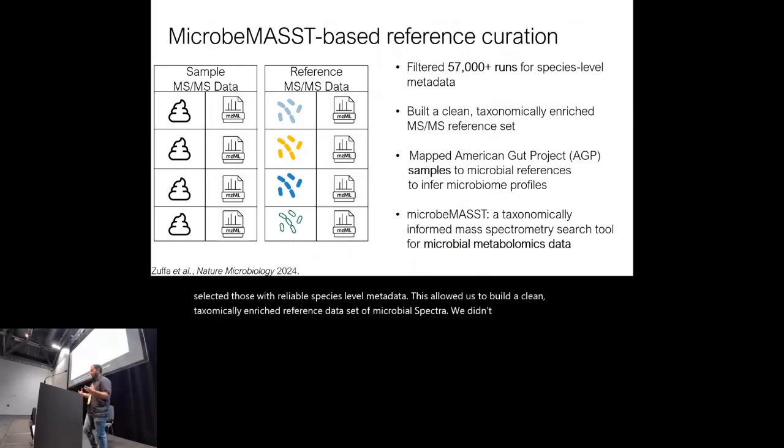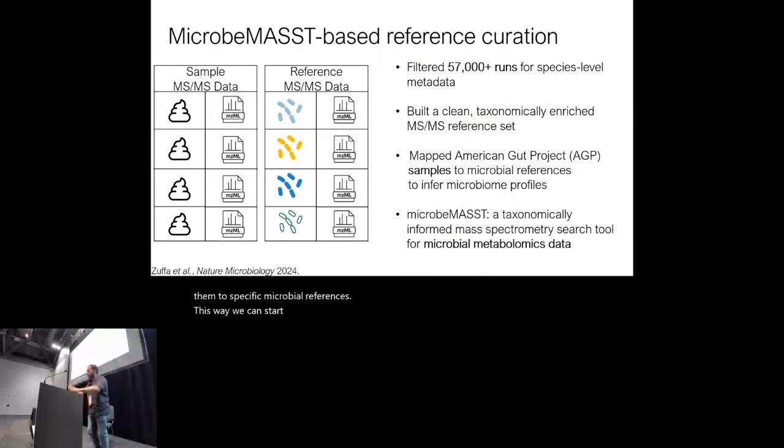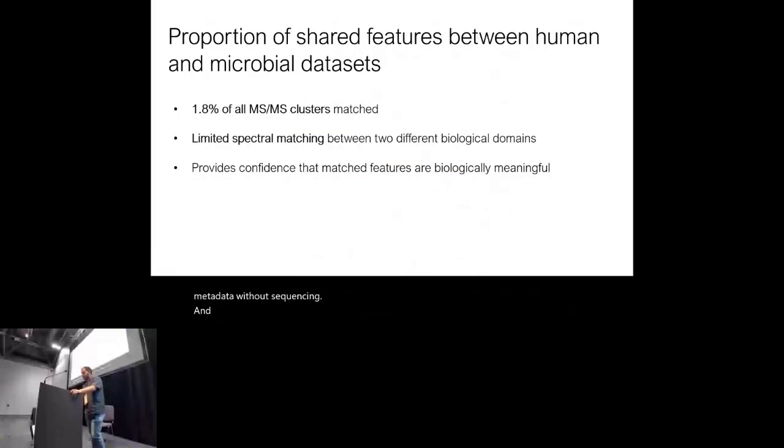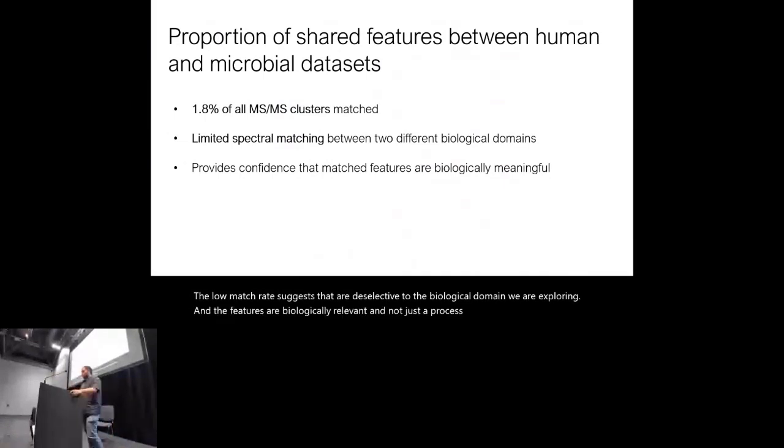We then used this reference that we built, and we started to map samples from the American Gut Project to it, linking them to specific microbial references. This way, we can start to infer microbiome profiles directly from mass spectrometry data without sequencing. Here are just some brief numbers on the proportion of shared features between the human and the microbial datasets. The low match rate suggests that RDD is selective to the biological domain we are exploring, and the features are biologically relevant and not just a product of spectral overmatching.